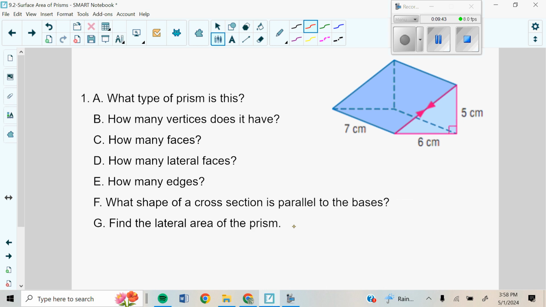So it says, what type of prism is this? So we want to name it. Well, what is my base shape? What are my two bases that are parallel to each other? That is going to be a triangle. So this is triangular. How many vertices does it have? Now, a vertex is where my corners are. So like here would be a vertex, there, here, here, here, and here. So we have 6 vertices.